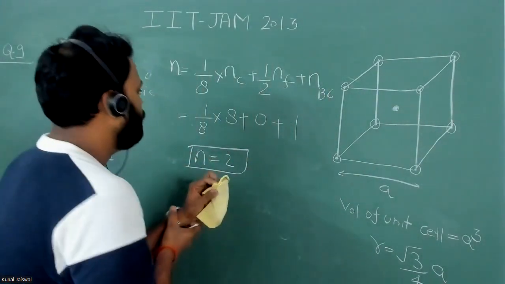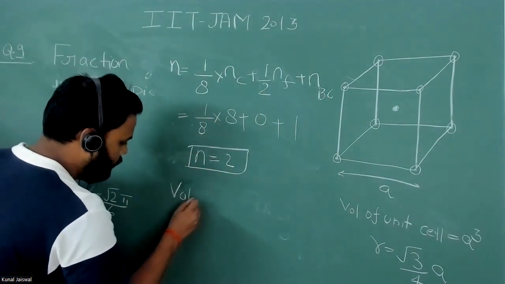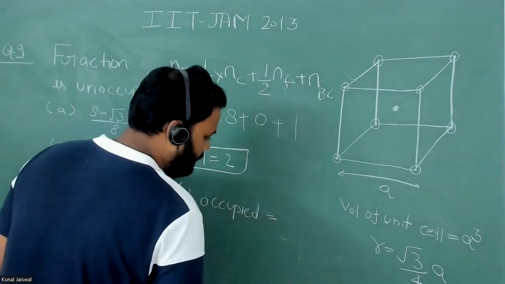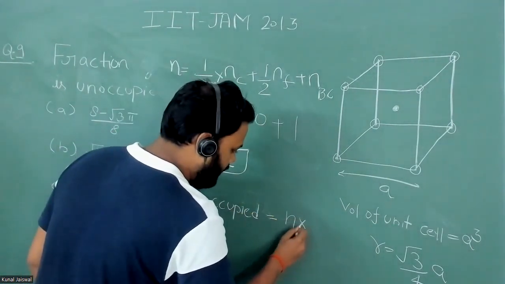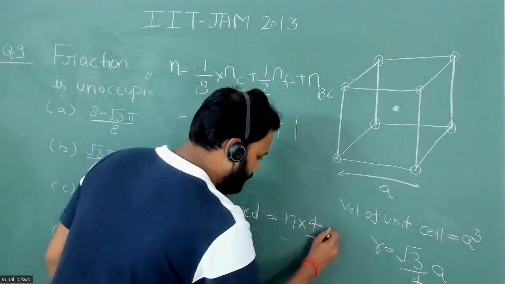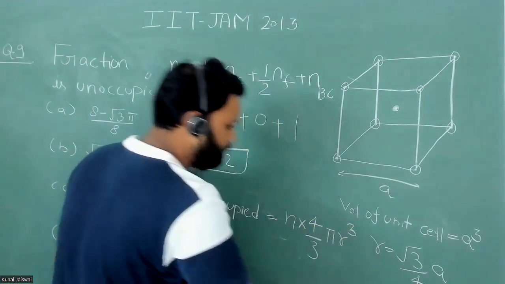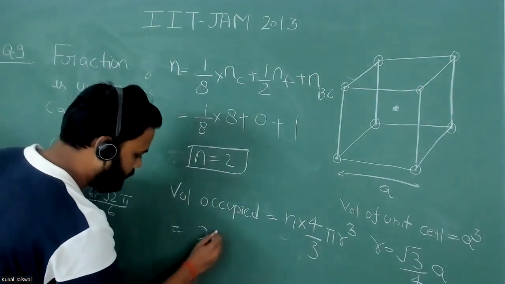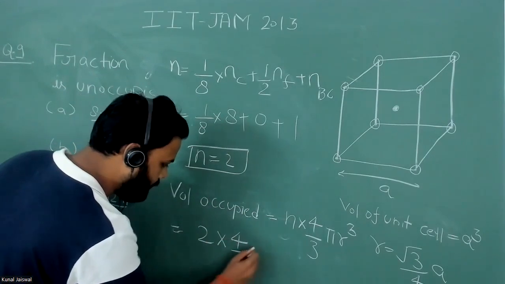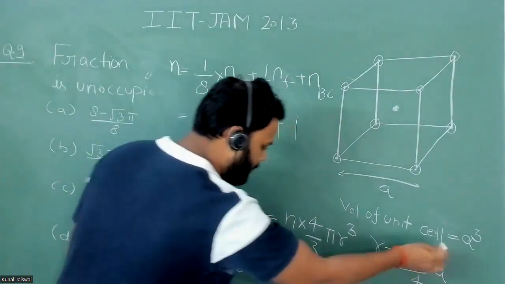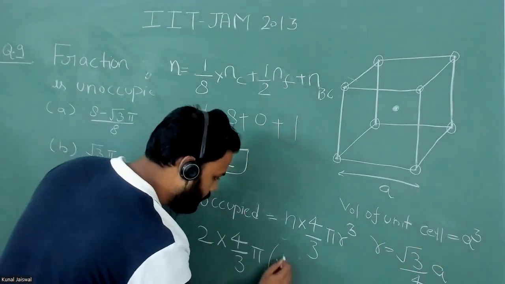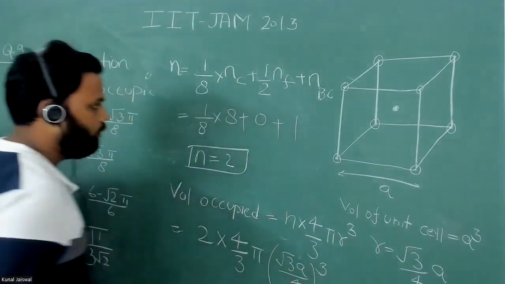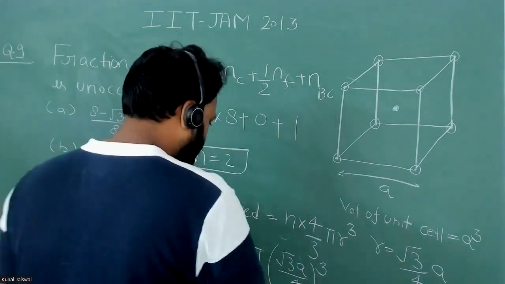So now we will find the volume occupied. So volume occupied will be n multiplied by 4 by 3 pi r cube. Okay. So n is 2 here, 2, 4 by 3 pi, and the value of r is root 3 by 4a. This will be root 3a by 4 of whole cube. Okay, let's simplify this further.